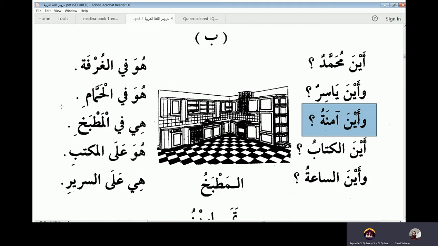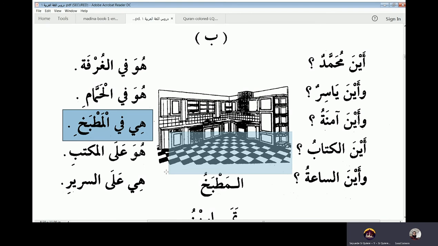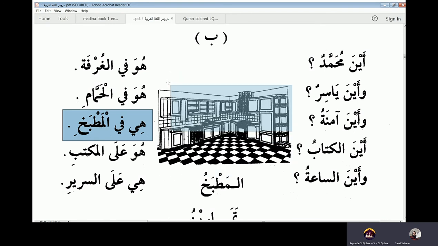Wa aina Amnatu? And where is Amnatu? Hiya fil matbahi. She is in the matbahi. This is matbahi, the kitchen. She's in the kitchen.